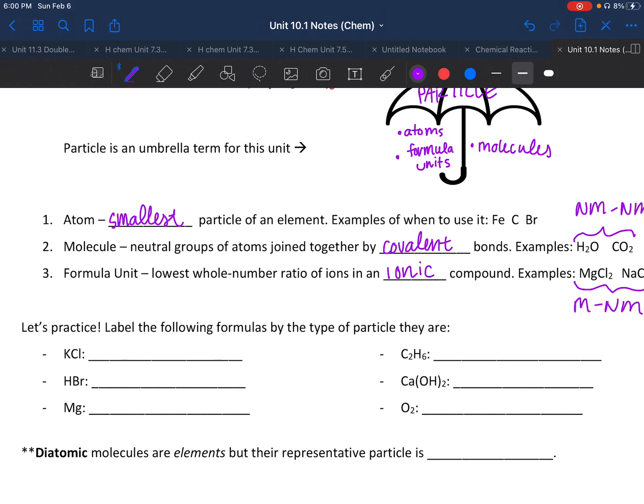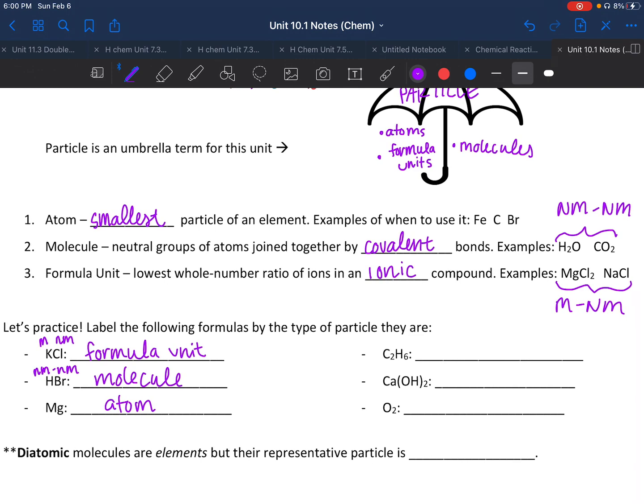All right, assuming you gave it a try by now, let's go through this. You'd find potassium, that's a metal. Chloride is a nonmetal, so that gets the term formula unit. Looking at HBr, both of those are nonmetals. So when you have nonmetals bonded together, that gets molecule. Then you see magnesium. That is one single particle. We call those our atoms. So this is an atom.